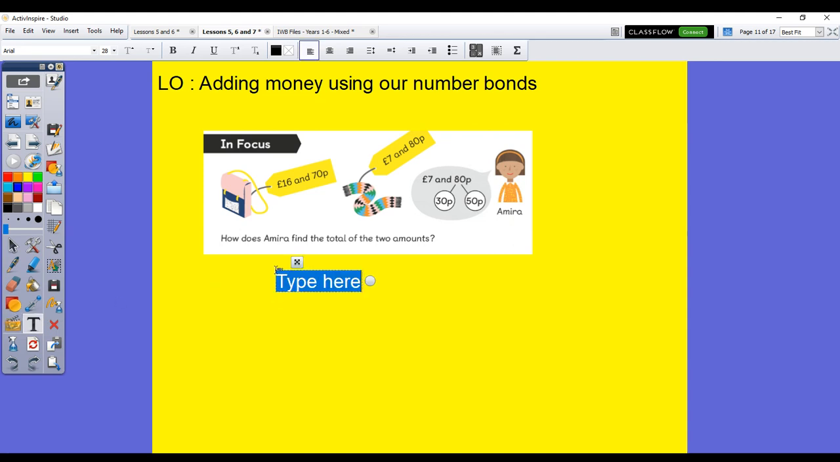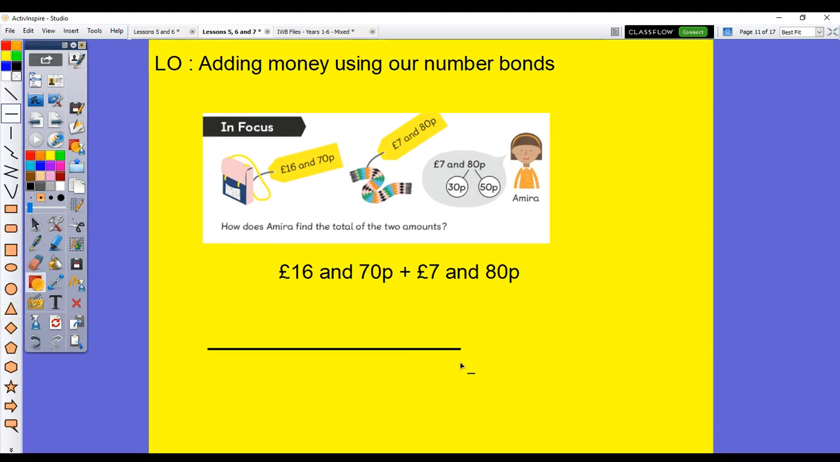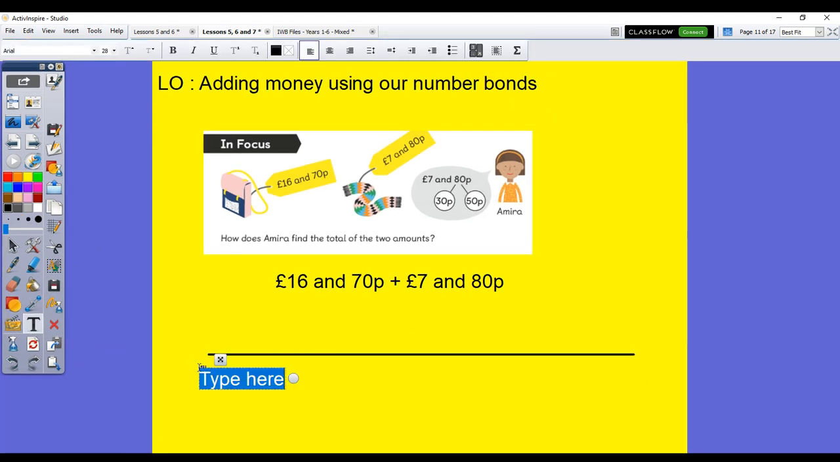So let's write the calculation out. We have £16 and 70 pence plus £7 and 80 pence, okay? As you can see here, Amira has partitioned the 80 into 30 and 50. If I draw a number line here, it'll be clear to see why she has done that. So let's start with the biggest number like we always do, £16 and 70 pence.